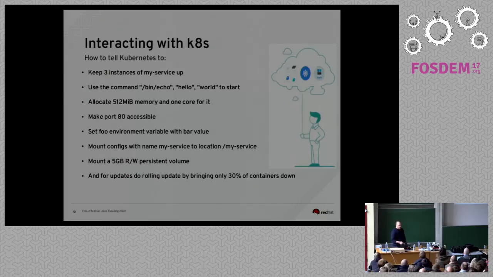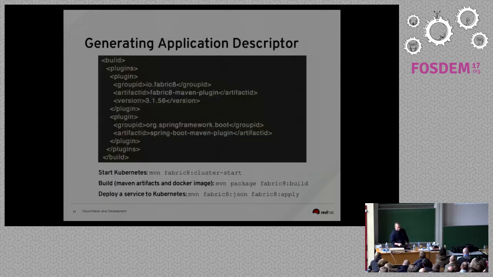Once we have our Docker image, the next step is talking to Kubernetes, basically telling it how to run our Docker image. And the way to do that is you have to write what I called an application descriptor, but that's either JSON or YAML, and you have to tell it how much resources to give to your Docker container, what dependencies it has, what ports it needs, et cetera. With the Maven plugin from Fabric8, you can generate such a YAML file, again, directly from Maven.